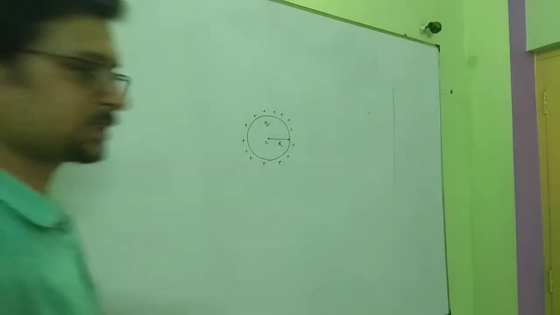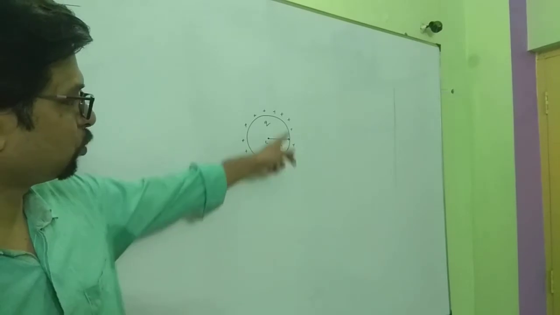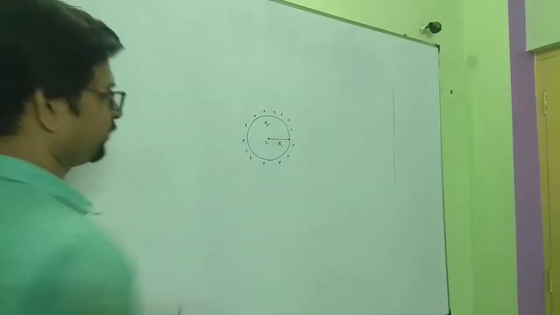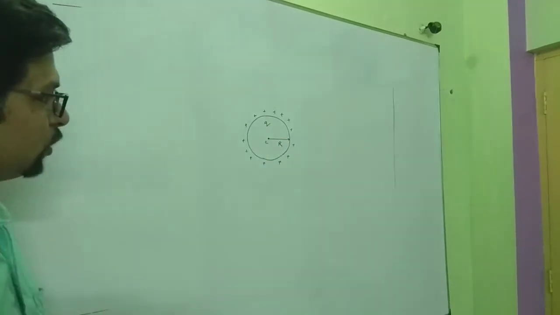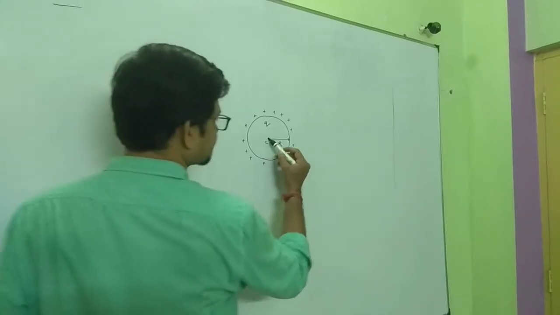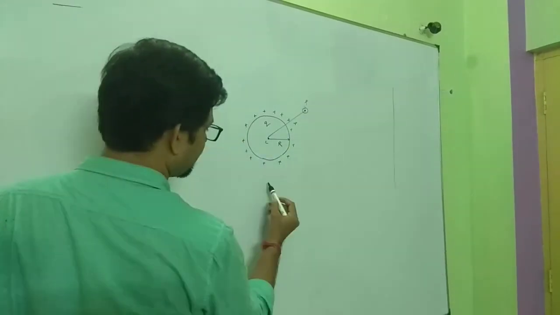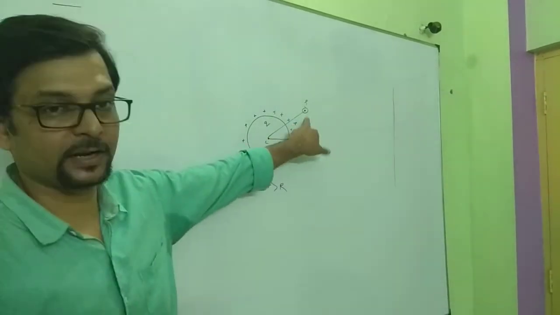Now the next application is electric field at an outside point due to a charged sphere. Let us have a charged sphere of radius capital R and the total charge is Q. From the center of the sphere, let us take a point P at a distance small r, and obviously small r is greater than capital R, and we want to find out the electric field here applying Gauss law.